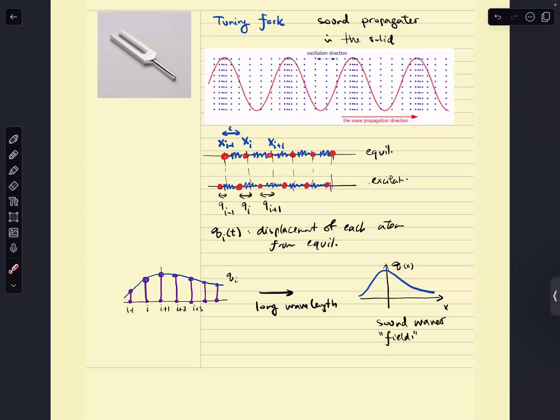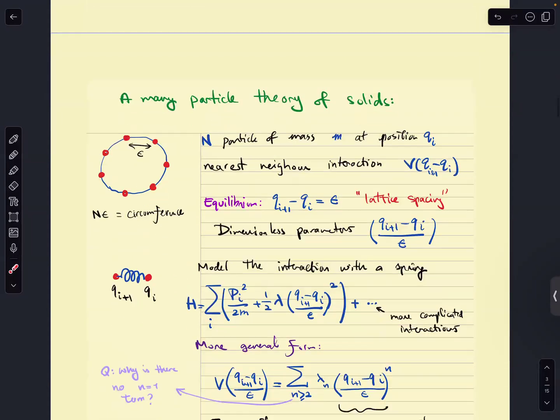This long wavelength. So by now I've drawn a couple of times this picture of some degrees of freedom. We talked about the XY model, when these spins align together and very slowly vary. So we're going to make this more quantitative. This is a many particle theory of solids.